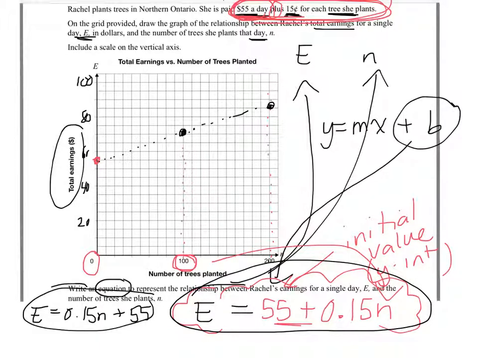If I write it this way, it's easier for me to identify my slope and my y-intercept. What is the slope of this line? 0.15. That means that every time you increase the number of trees by 1, you get another 15 cents, okay? Make sense? And let's actually calculate our slope.